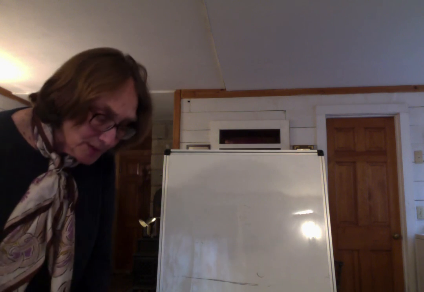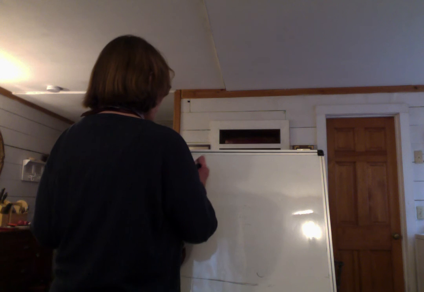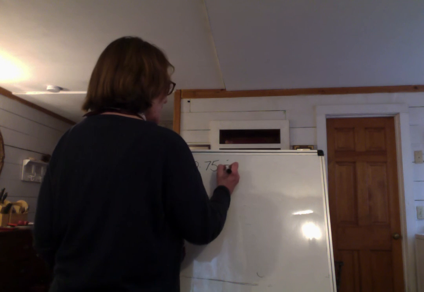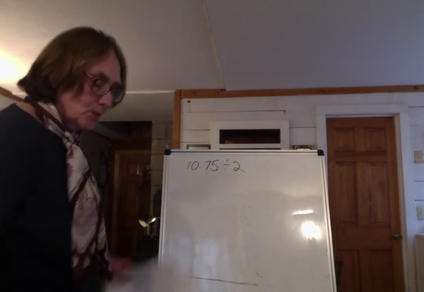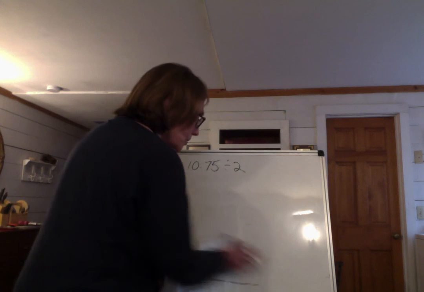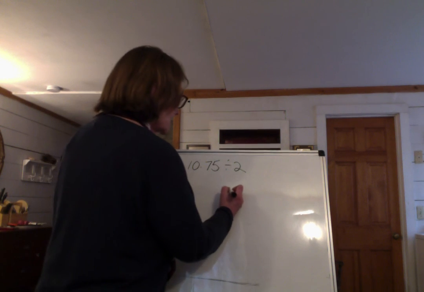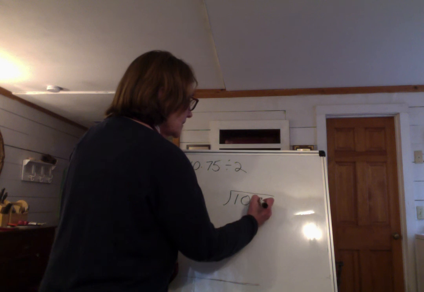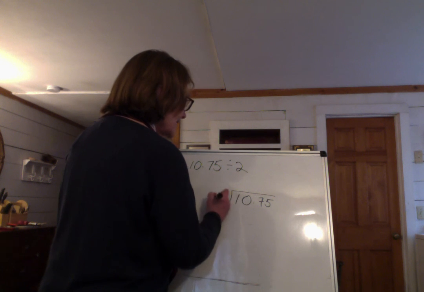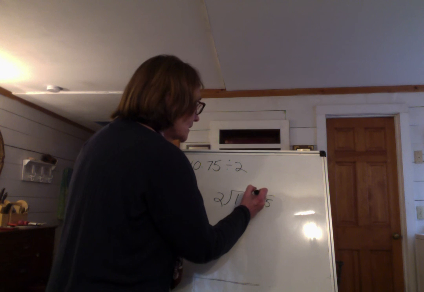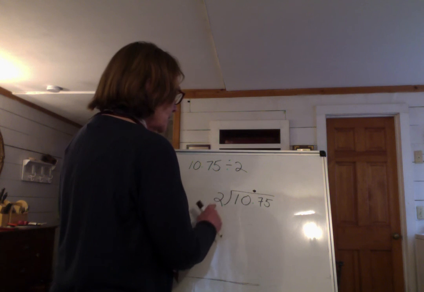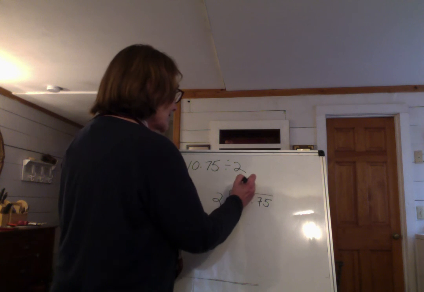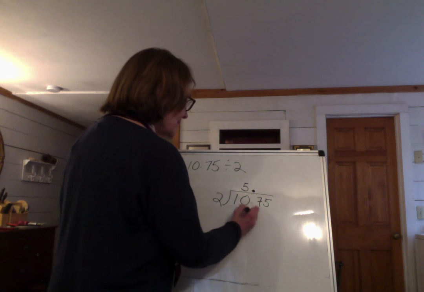Do we have another one for you? Yes, one more. 10 and 75 hundredths divided by 2. How do we want it to look? Let's see what would work best for us. Draw our division sign. 10 and 75 hundredths divided by 2. Put our decimal point right on top so we don't forget. Can we put 2 into 1? No. Can we put 2 into 10? Yes, we can, 5 times. 5 times 2 is 10.